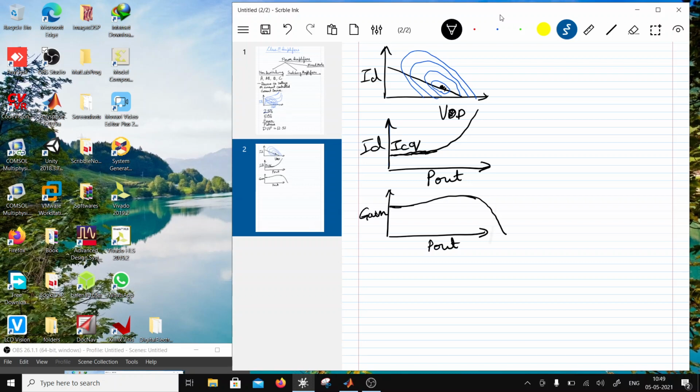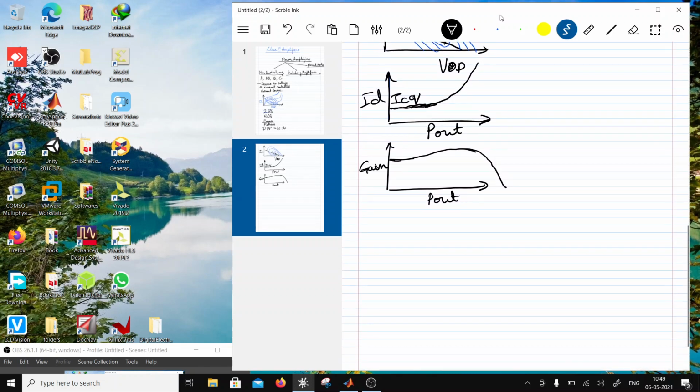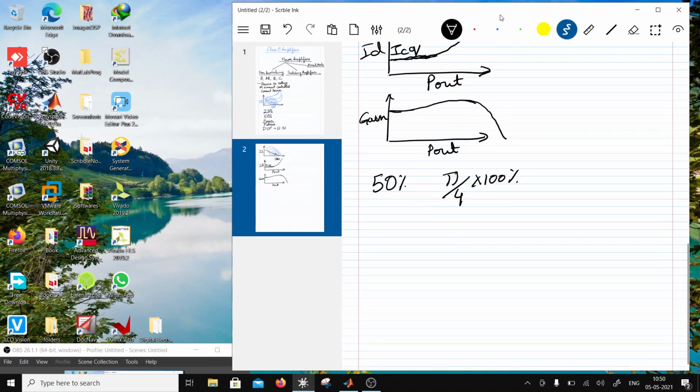So this is typical of class AB, and the efficiency numbers are going to be between 50% and the limiting case of pi by 4 times 100%. That is going to be like 78%. So this is what a class AB would do, right?